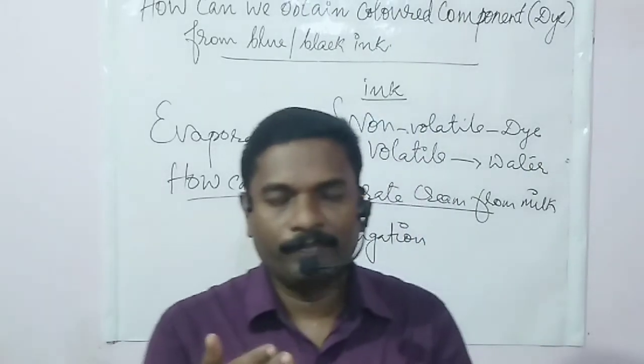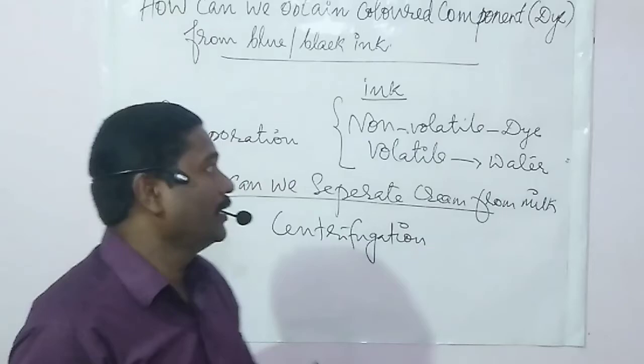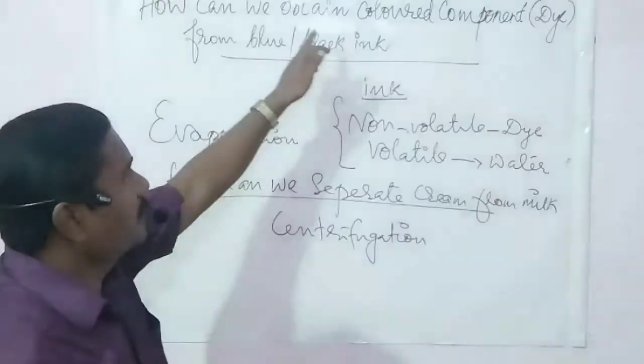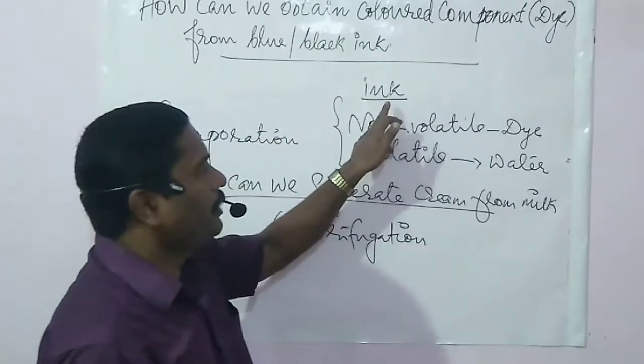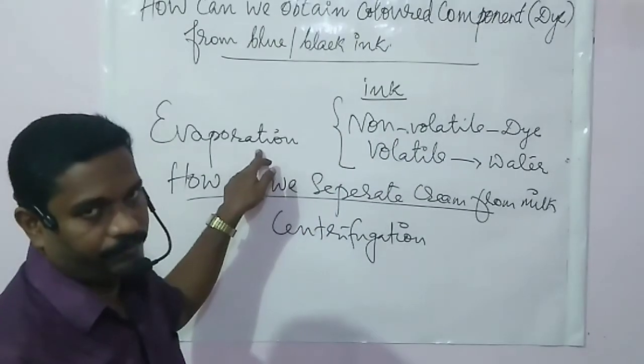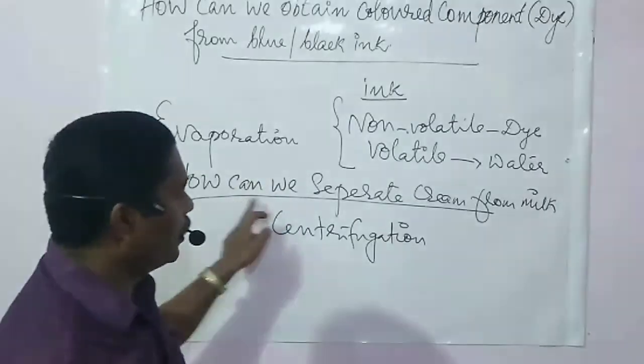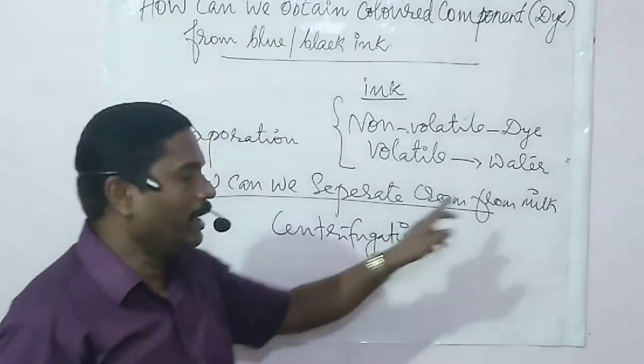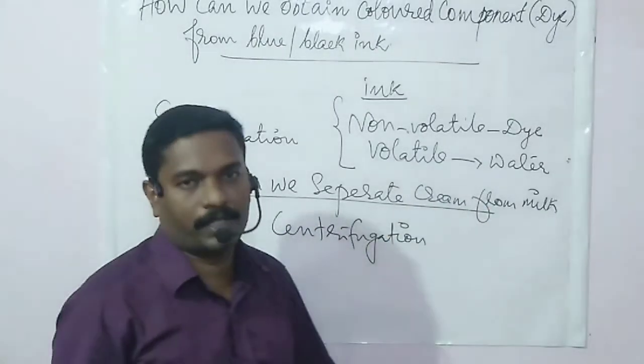Okay, so today we discussed two techniques. First one is the separation of dye from ink by a technique called evaporation. Second one, separation of cream from milk by using the technique of centrifugation.